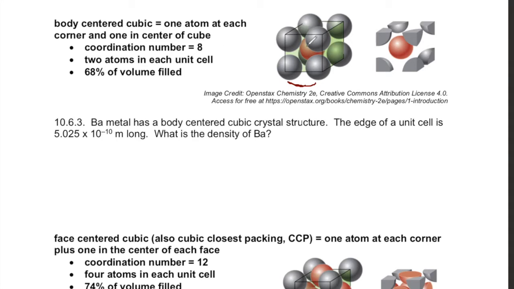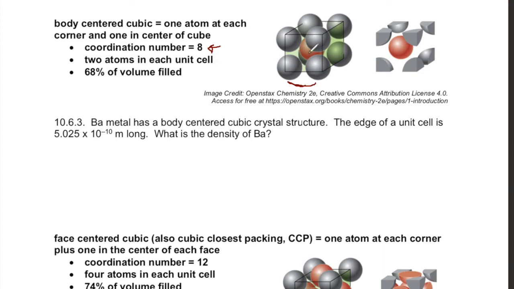There's a different coordination number, so this center atom is touching all 8 of these corners, but these corners are not touching each other. Each of these corner atoms is in the same kind of position because this is a repeating unit. So if you look at the center atom, that's the easiest one to look at to tell the coordination number. So instead of being 6 like the simple cubic, the body-centered cubic has a coordination number of 8.